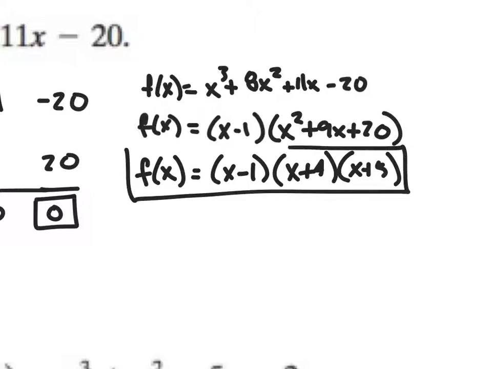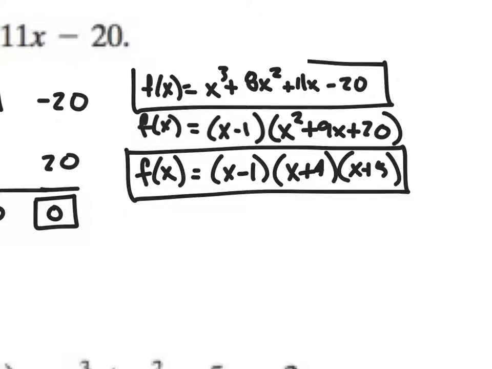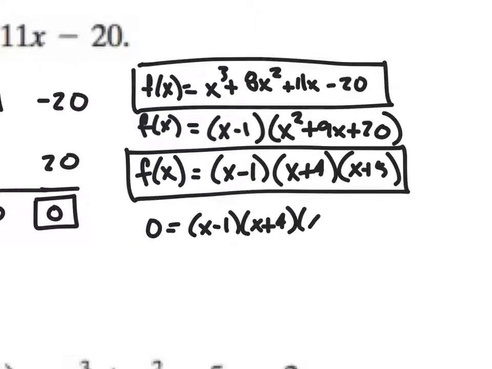This is the exact same thing as this. The only difference is that this one is factored, and it was pretty easy to factor. So now if I want to find all my zeros, I set these equal to 0: x minus 1, x plus 4, x plus 5.